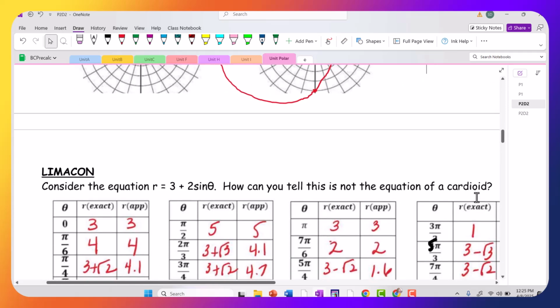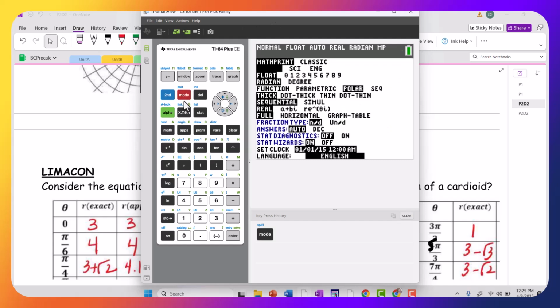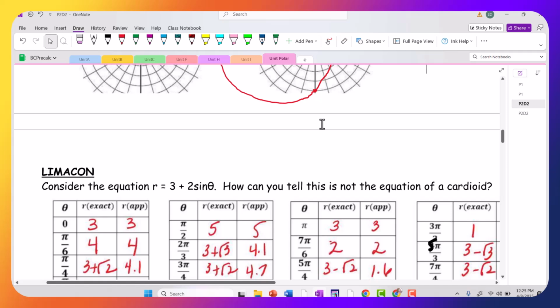I also had my calculator ready. I guess I didn't even use that though with the other hour. But I did put it in polar mode, and I could do it on that, but I'm just going to use my Desmos thing. All right. And it works pretty good.